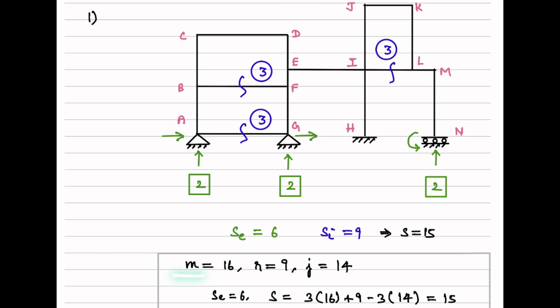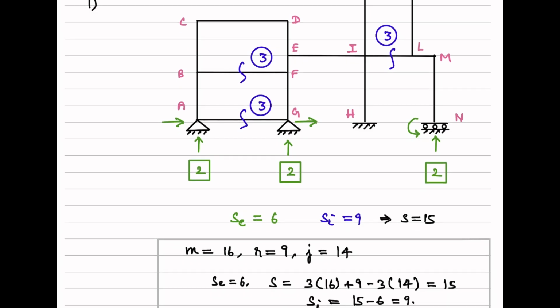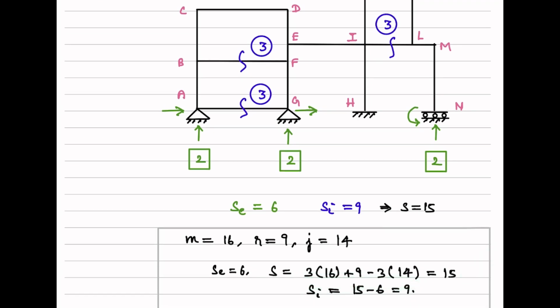We can see that m equal to 16, r equal to 9, and j equal to 14 in this case. If we directly use the formula to determine the overall static indeterminacy, the formula is 3m plus r minus 3j. It gives a value of 15. We can now classify this as external and internal. For the external static indeterminacy, we have the formula r minus 3. So r is equal to 9 here, r minus 3 gives a value of 6. And then internal static indeterminacy is given by s minus se, so 15 minus 6 gives a value of 9.